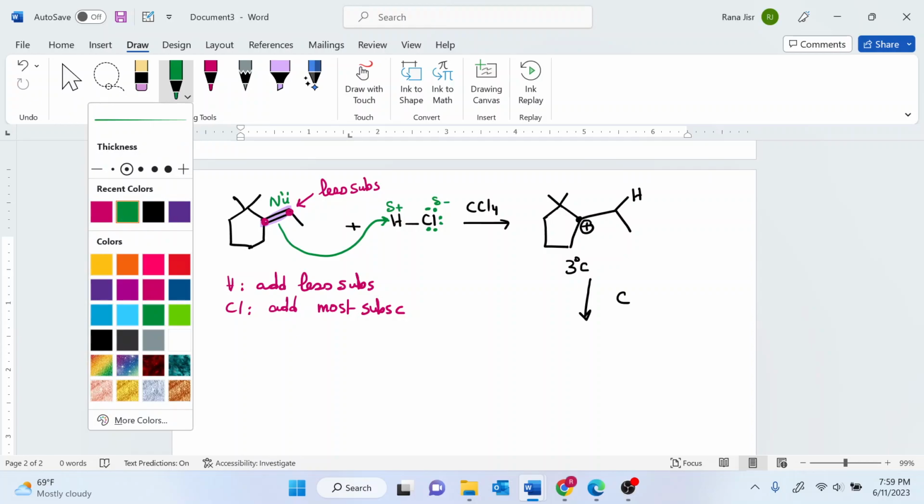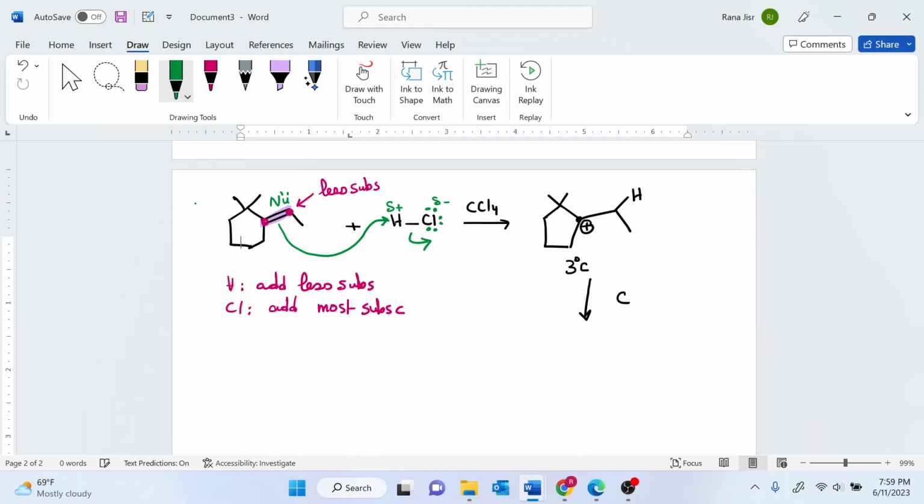Every time you make a bond, you break a bond. So you have to show that the chlorine is leaving. And the chlorine now is going to be in the solution. So the chlorine is going to come and attack now the most stable carbocation, which is the tertiary carbocation.